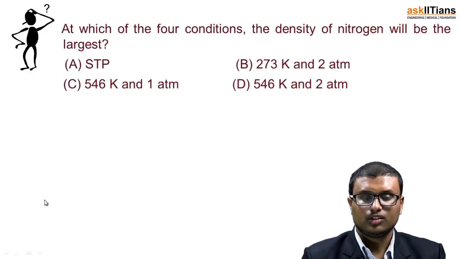So this is a question. At which of the four conditions will the density of nitrogen be largest? Using the previous concept, you have to tell at which of the four conditions the density of nitrogen will be largest. A: at STP, B: at 273 Kelvin and 2 atm, C: 546 Kelvin and 1 atm, D: 546 Kelvin and 2 atm. Think about it for a while.